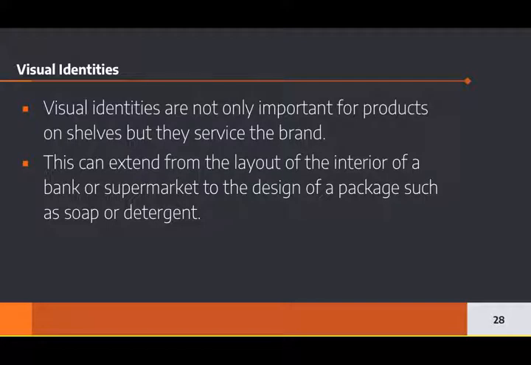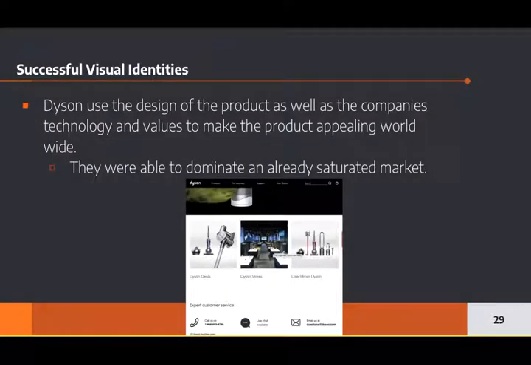Visual identities are not only important for products on shelves, but they service the brand. This can extend from the layout of the interior of a bank or supermarket to the design of a package such as soap or detergent. Companies like Dyson use the design of the products as well as the company's technology and values to make the product appealing worldwide. Because of this, they were able to dominate an already saturated market.